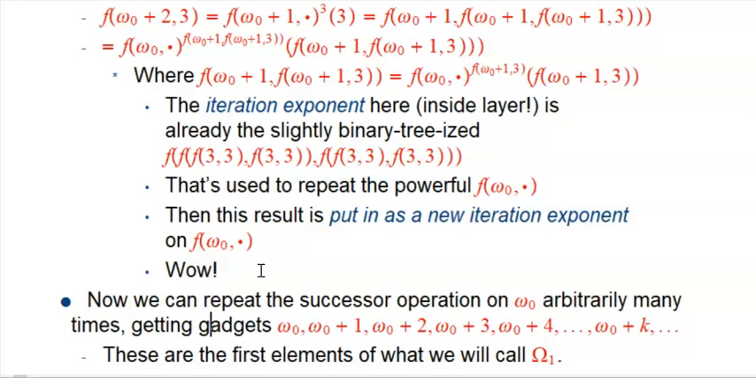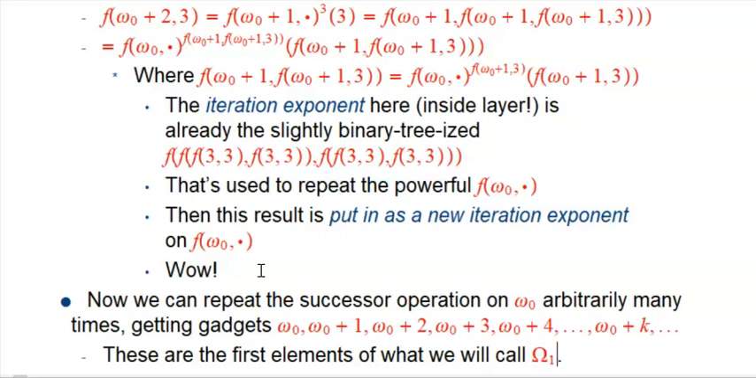We can repeat the successor operation on omega naught arbitrarily many times. So we've got omega naught as our base gadget. That's our first just integer control argument. That successor once, successor twice, successor 3 times, successor as many times as you like. And so this is building out the very start of what we're going to call a new set of gadgets. And you can think of them as a higher order kind of number. They're very closely related to infinite ordinal numbers.